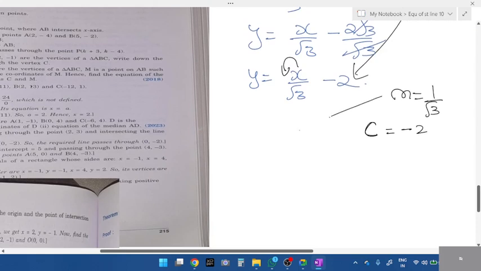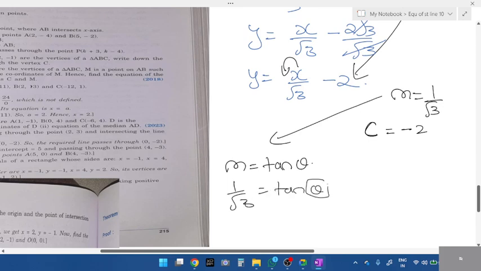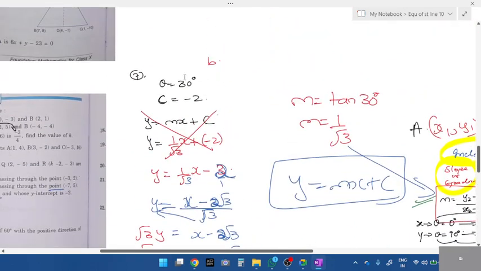Then, whenever m is given, what is the formula for m? How do you convert 1 by root 3 into theta value? m is equal to tan theta. What is m value, students? m is 1 by root 3. Which degree should I put here so that I get 1 by root 3? 30 degrees. So the theta value is 30 degrees. Did we get the question? Here, 30 and minus 2.